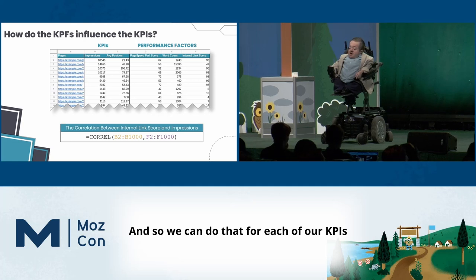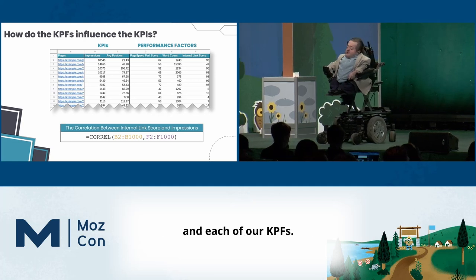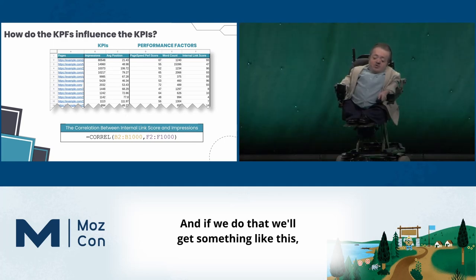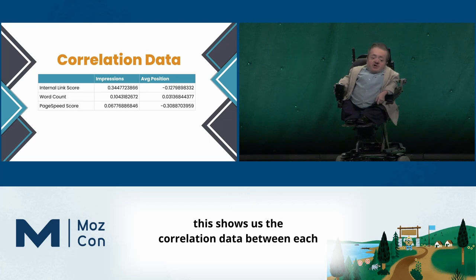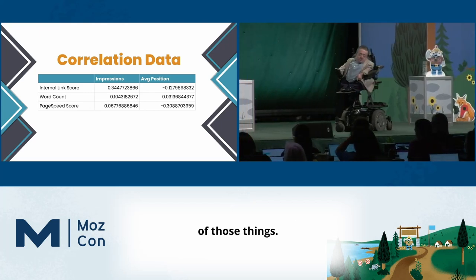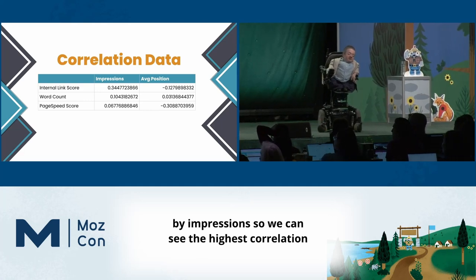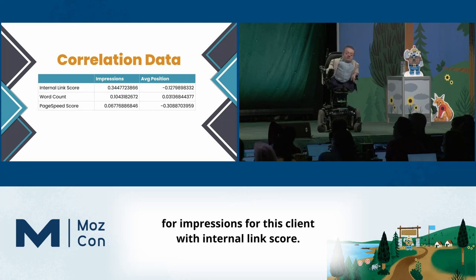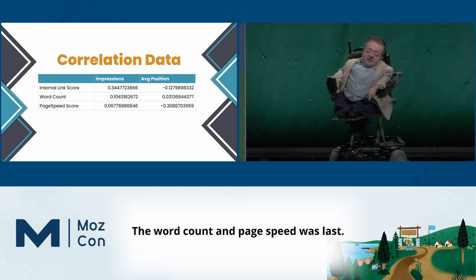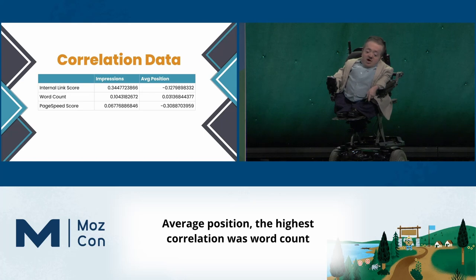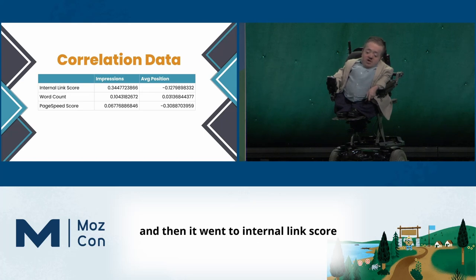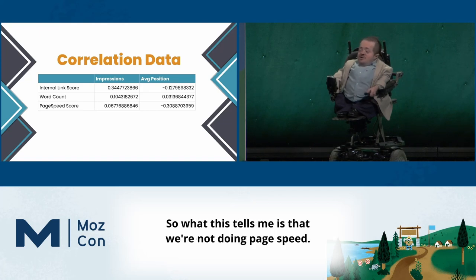And so we can do that for each of our KPIs and each of our KPFs. And if we do that, we'll get something like this. This shows us the correlation data between each of those things. So like you can see here, I've organized this chart by impressions. So we can see the highest correlation for impressions for this client was internal link score. The word count and page speed was last. Average position, the highest correlation was word count, and then it went to internal link score and then page speed score. So what this tells me is that we're not doing page speed.